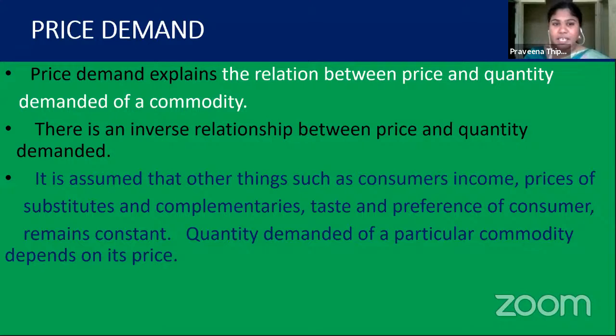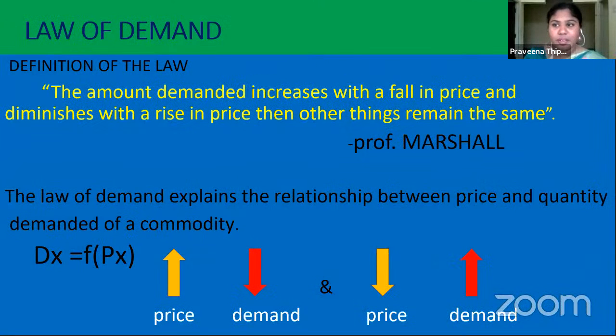So this price demand explains the relationship between price and quantity demanded of a commodity. So there is an inverse relationship between the price and the quantity demanded. So it is assumed that other factors like consumers' income, prices of substitutes and complementaries, taste and preference of the consumer, all remain constant. If there is a change in price, there will be a change in demand. So such demand is called price demand. And price demand is also called the law of demand.